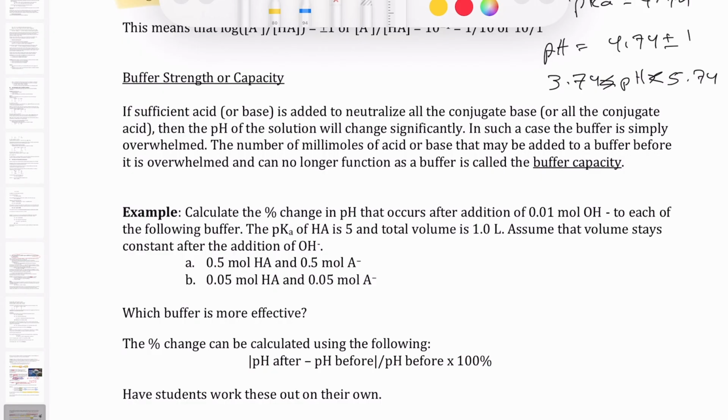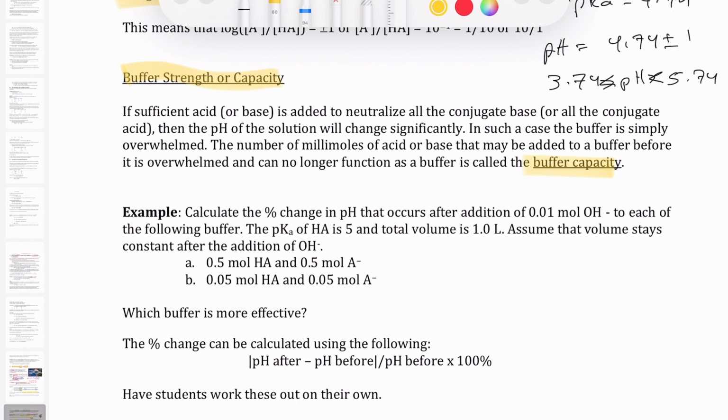Now let's talk about the idea of buffer strength or buffer capacity. And again, this just means the ability of a buffer to withstand the addition of some quantity of acid or base. And there's a limit for all buffers that we'll encounter. If you add, say, 10 molar of a strong acid, the buffer will get overwhelmed by that much H plus, right? Same thing if you add 10 molar sodium hydroxide, the buffer will get overwhelmed. So we need to know what is the most effective buffer capacity we can have, right?